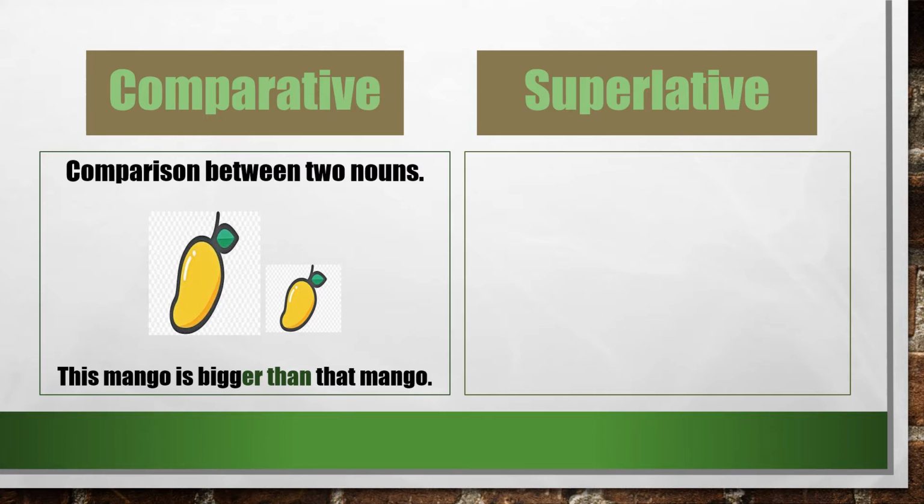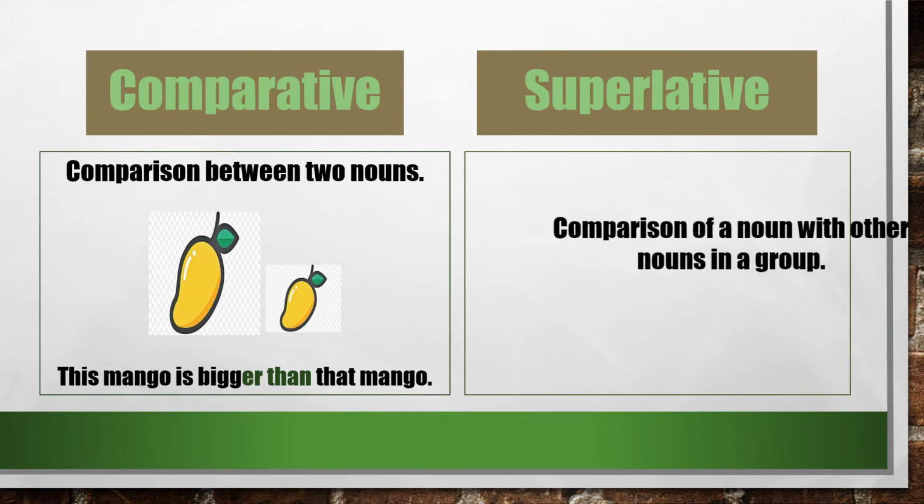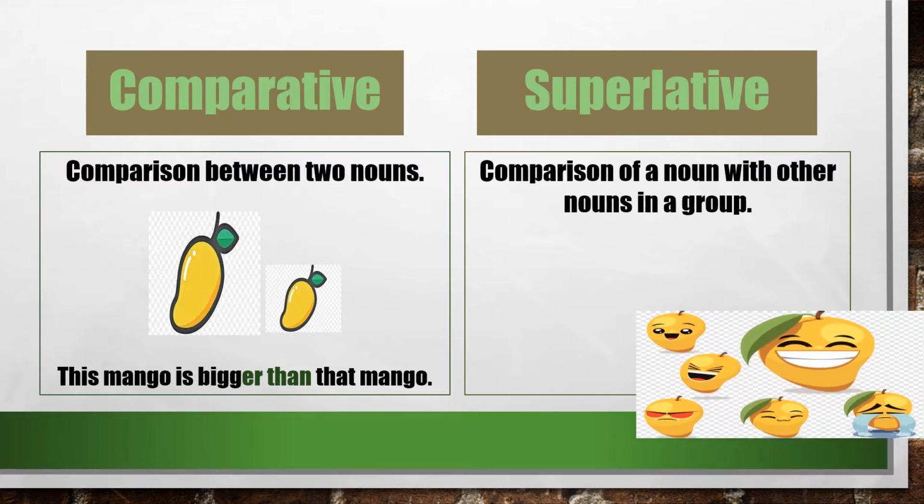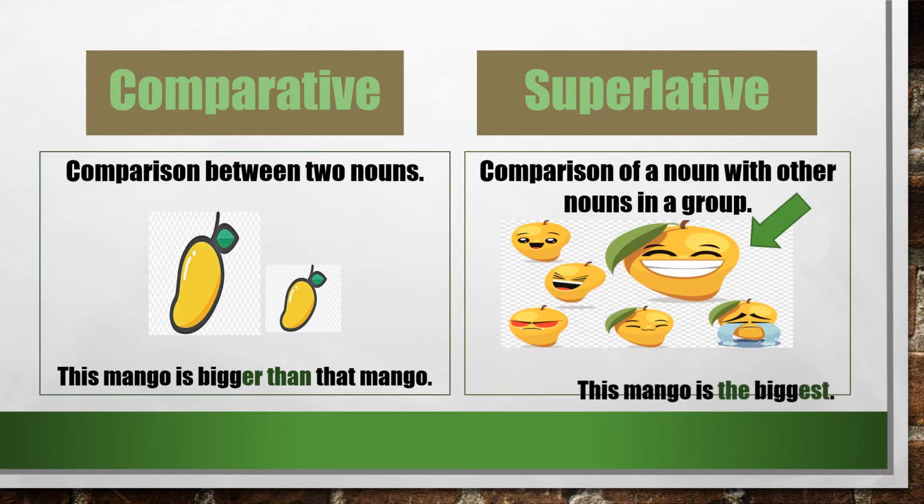Superlative adjectives compare one thing or person with all other things or people in the group. Therefore, it's a comparison of a noun with other nouns in a group. Superlative adjectives dia membandingkan satu dengan banyak ataupun ramai. For example, this mango is the biggest. Mangga ini yang paling besar. Maksudnya dalam kumpulan tu ada banyak lagi mangga-mangga yang lain. Kemudiannya mangga tu lah yang paling besar sekali. Notice that we use the article the followed by the adjective ending in est.